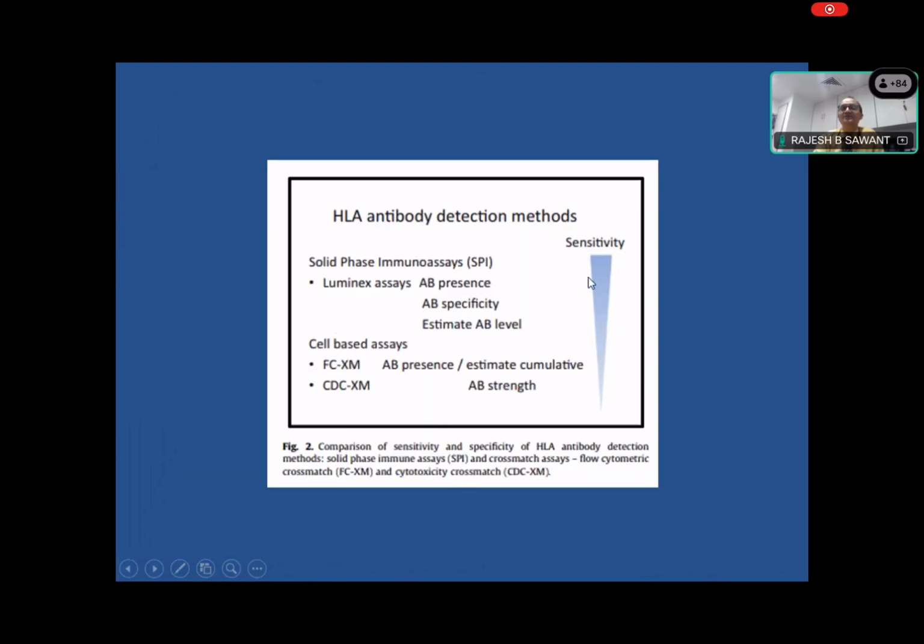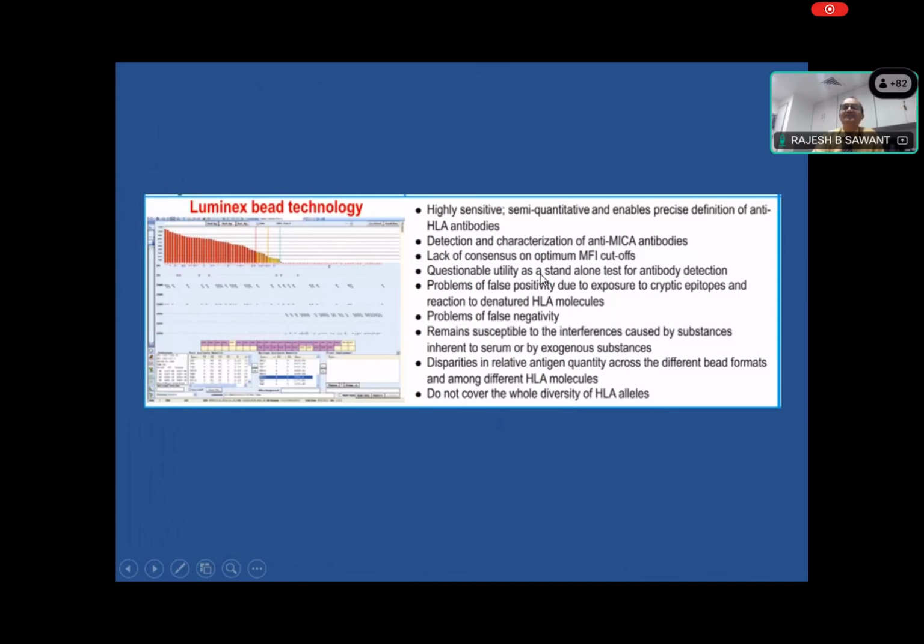This is also a pictorial depiction of the same thing, where the sensitivity increases with the solid phase assay and is reduced at the level of cell-based assays like the CDC cross-match. About Luminex based technology, we have already talked, so we can go further here.